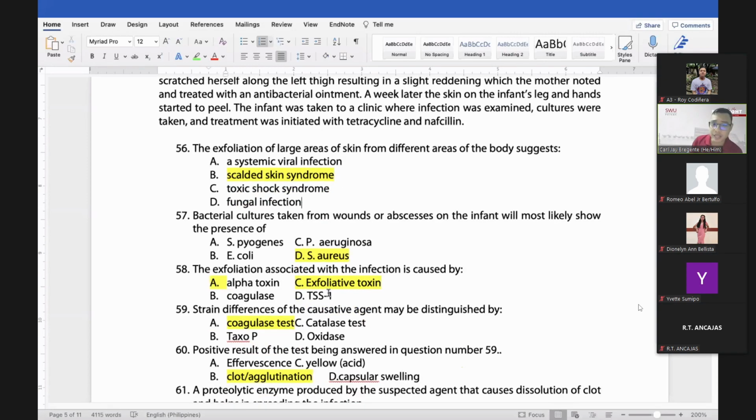Bacterial culture taken from wounds or abscess on an infant will most likely show the presence of, if your answer is scalded skin syndrome, remember, scalded skin syndrome is only caused by Staphylococcus aureus because of the exfoliative toxin. Okay, this is number 58. The exfoliation is caused by exfoliative toxin.